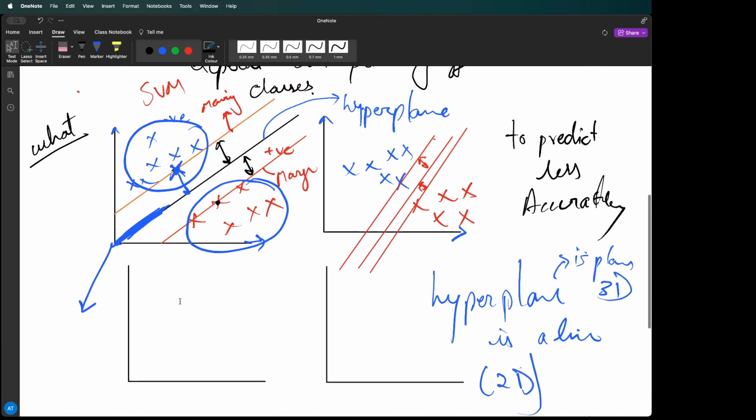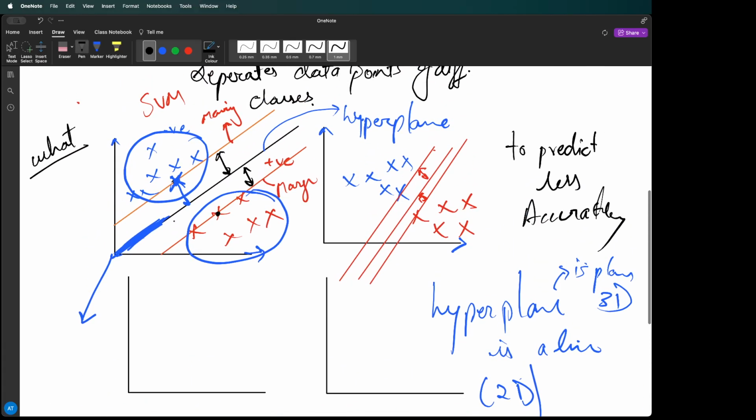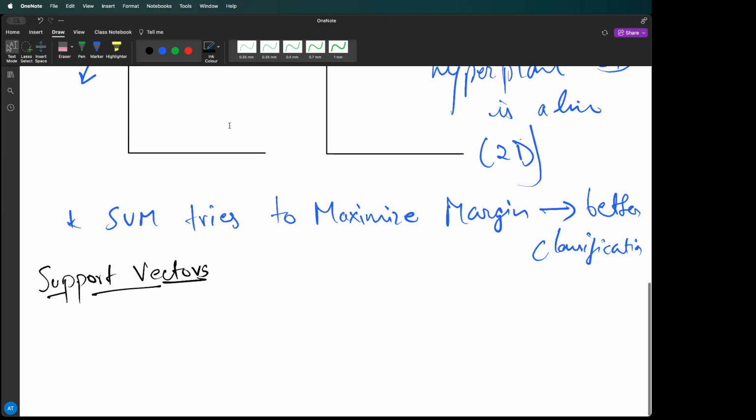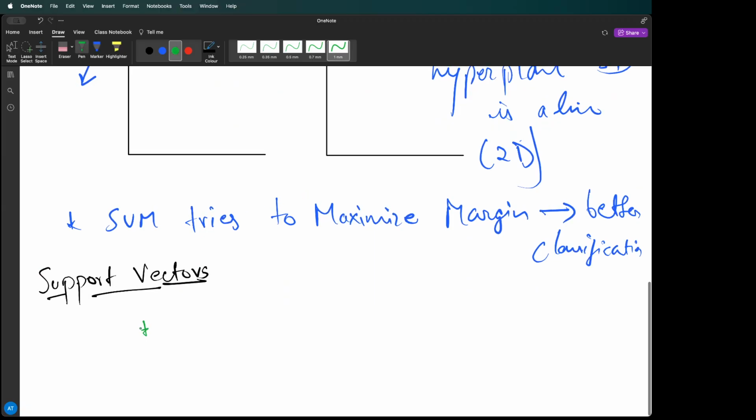Support vectors are nothing but the data points which are lying on the margin, or which are closest to the hyperplane, right? So this point is already close, that's why it is lying on the margin line. You can call these points support vectors. Which one am I talking about? This, and over here this. These are the support vectors, which are very close to the hyperplane, right? So you can write that support vectors are nothing but the data points that lie closest to the hyperplane.